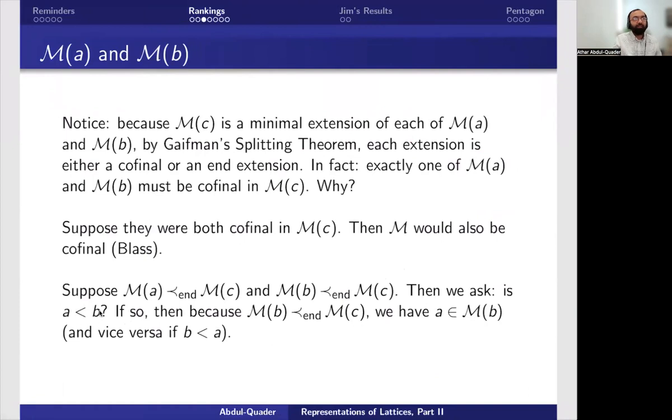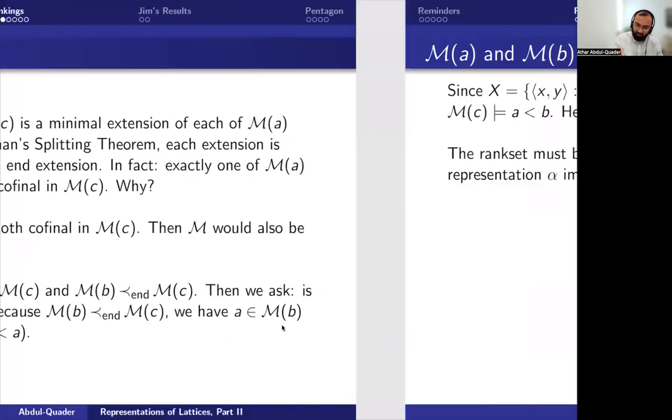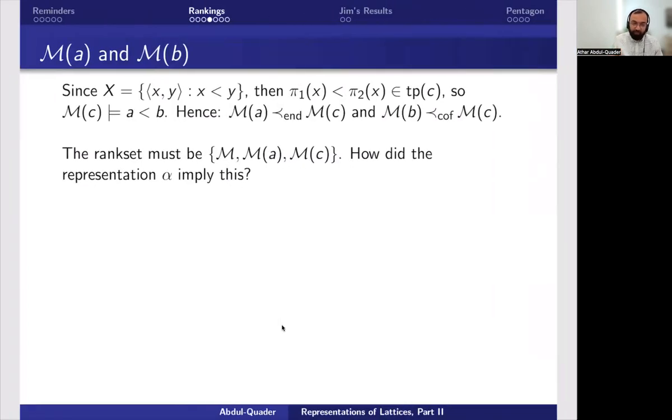But another argument you could give is you just see which one is bigger, and if they're both end extensions, then the smaller one would be in the bigger model as well. But that's not true because they're incomparable. Okay.